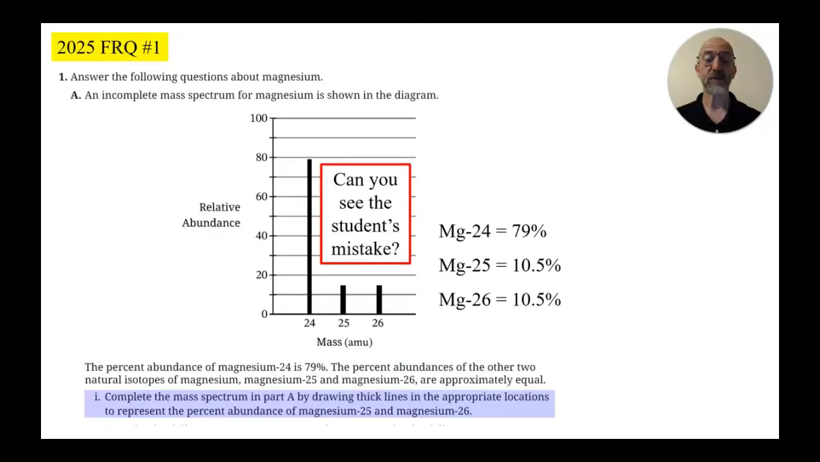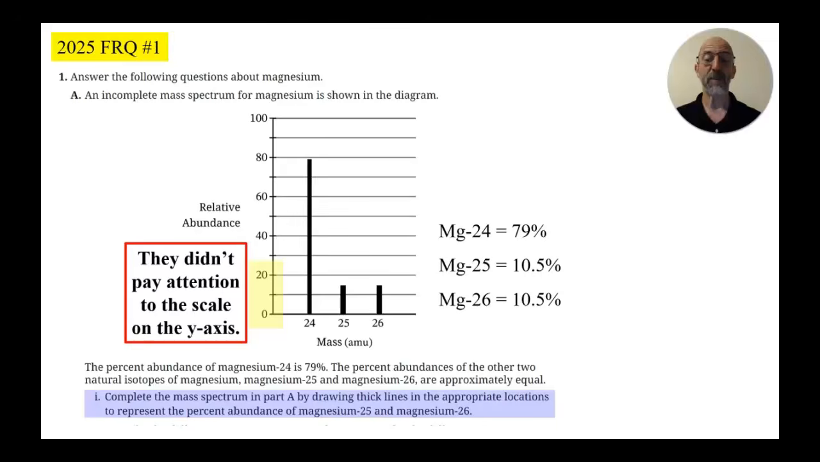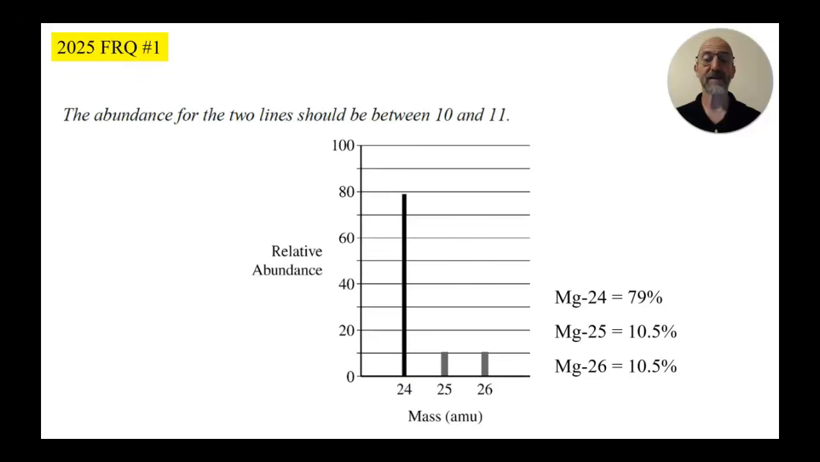So can you see the student's mistake? They thought they were drawing the percent abundance of 10.5%, but they didn't pay attention to the scale on the y-axis. So those lines are halfway between 10 and 20, and that means they look like 15%, which is incorrect. So this response would not earn the point. Here is the correct diagram that should be drawn from the official scoring guidelines for this question. The abundance for the 2 lines should be between 10 and 11.